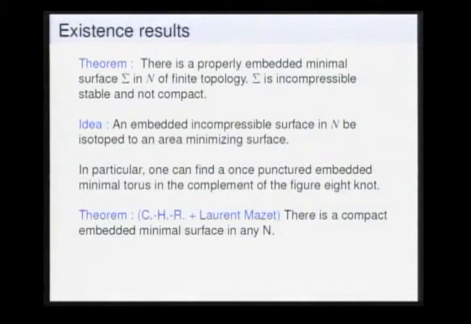Now here's a theorem that we proved in collaboration with Laurent Mazet. Recently Laurent Mazet has started working with us. It says that you can find a compact embedded minimal surface in any such N. Now this was something that was not obvious to me at all. How in heaven's name can you find a compact embedded minimal surface in any such N?